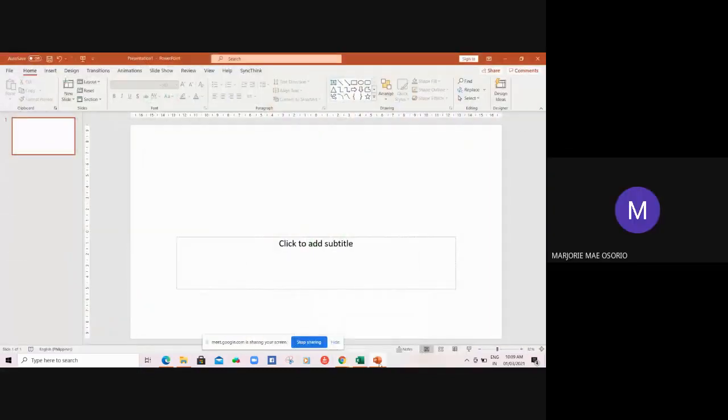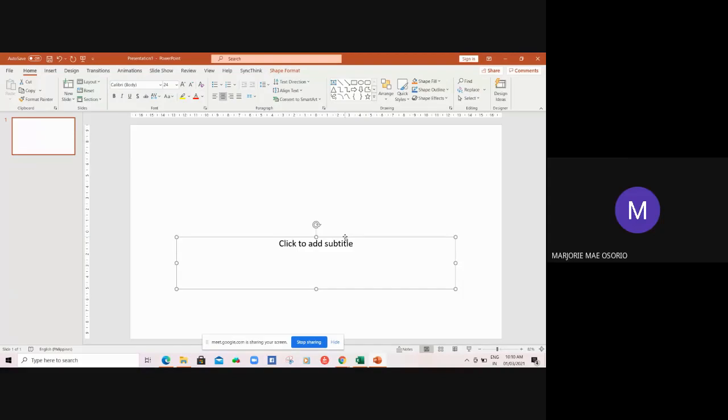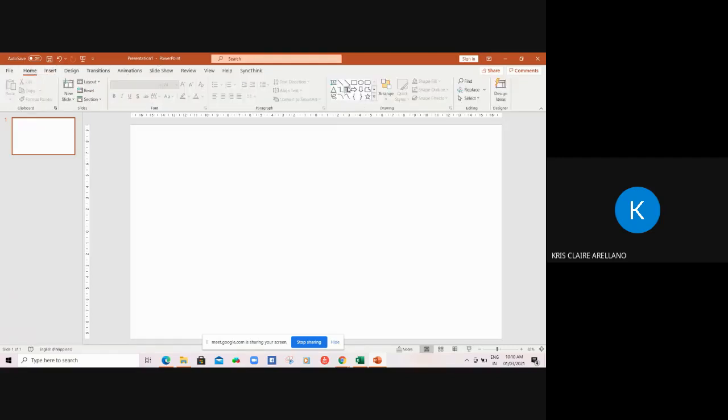Population, ma'am, is the entire group that you want to draw conclusions about, while sample is the specific group that you will collect data from.